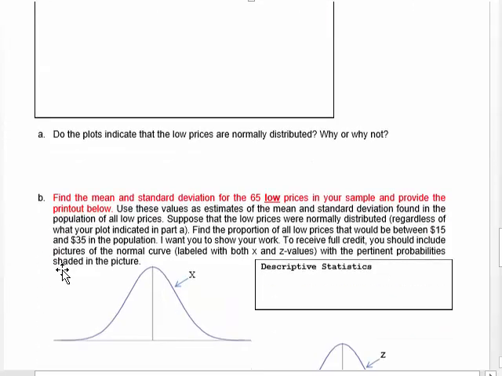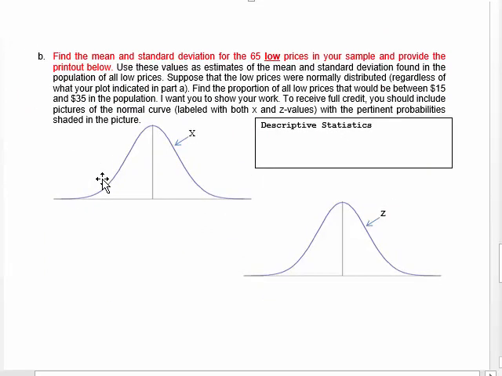What is this? Question 3. Is that how I've got these numbered now? 3A and B. In 3B, I want you to create some descriptive statistics for the low prices. And really what I want you to do is some normal work. And so in question 3B here and also in question 4, I want you to do some normal work.